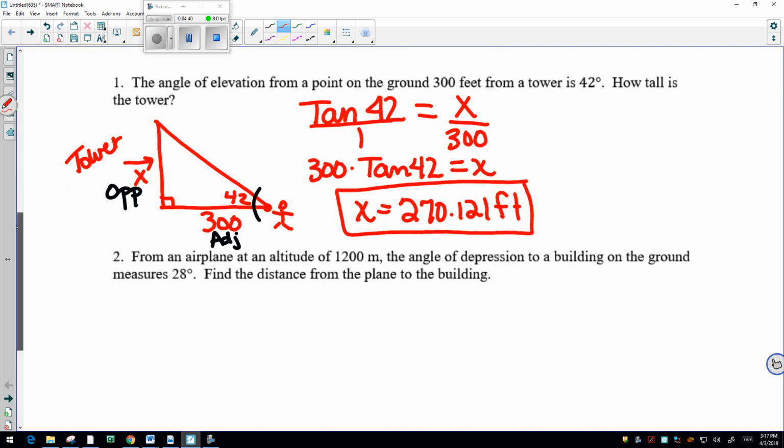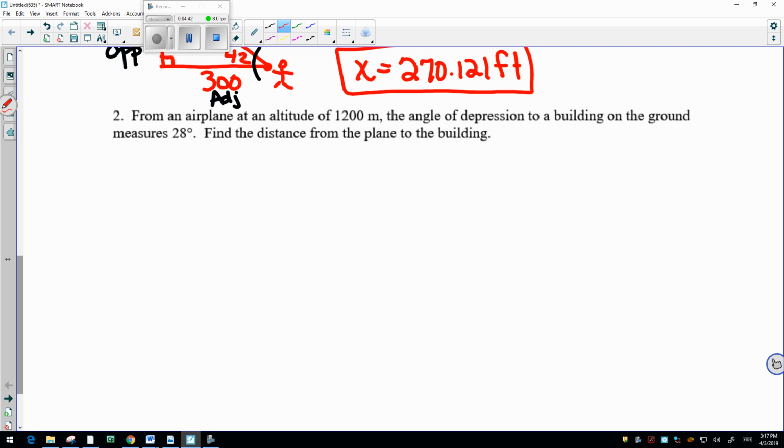Okay, try another one. So on number 2, we have an airplane at an altitude. Okay, if I stop there, typically airplanes are up in the sky. So we have P for plane, and it's at an altitude. Altitudes are always measured with a perpendicular line to the ground. So if that's an altitude, it says an altitude of 1200.